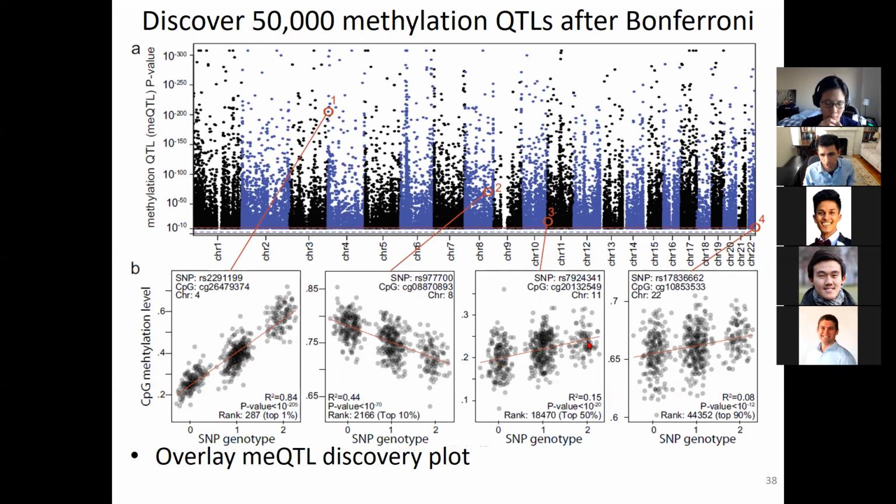Here's another example. Here's a third example. Here's a fourth example. So what do you notice here? What you notice is that of course, the CpG methylation level is a continuous variable, but you also notice that the SNP genotype itself is a continuous variable.